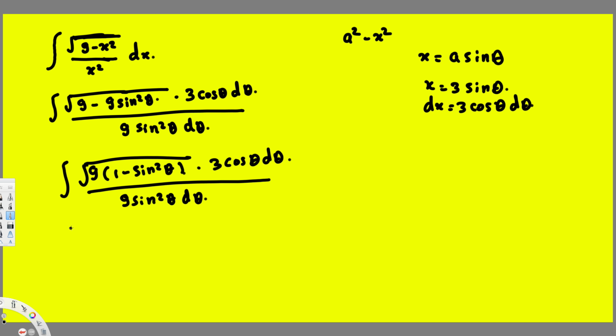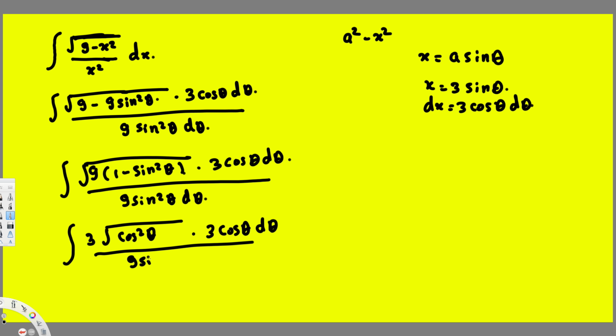Now we can take the 9 out of this square root, that's going to give us 3. And also if you notice, 1 minus sine square theta, we know that cos square theta plus sine square theta is equal to 1. So 1 minus sine square theta is equal to cos square theta. So we can replace this with cos square theta. That way we can get rid of the square root. Now outside we have 3 cos theta d theta, and in the bottom we have 9 sine square theta. Now we have 9, and on top we have 3 times 3, so these two are 9, right? We can cancel them.